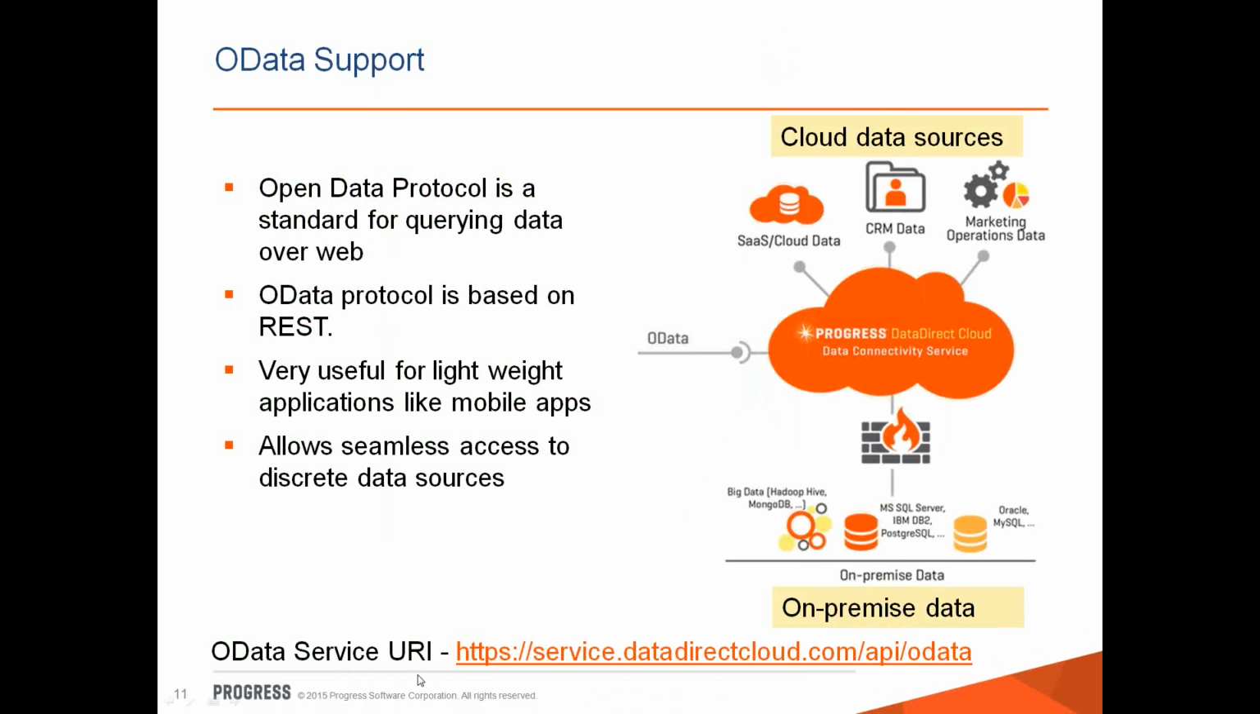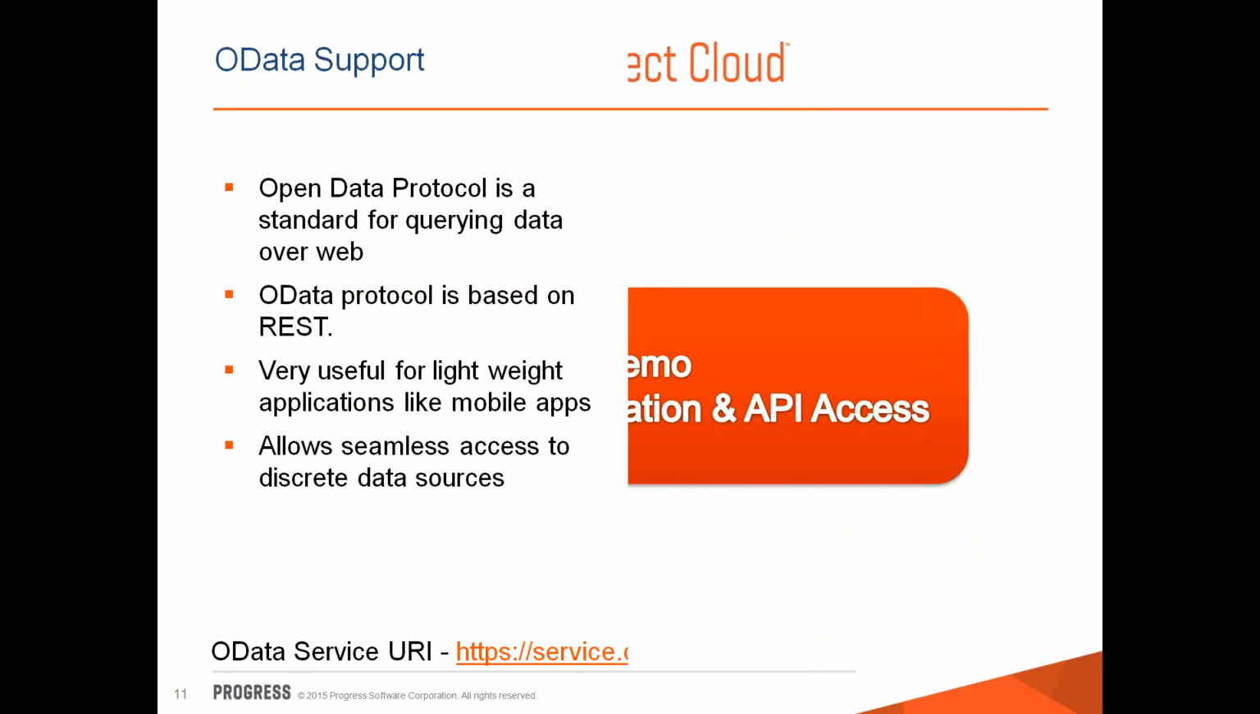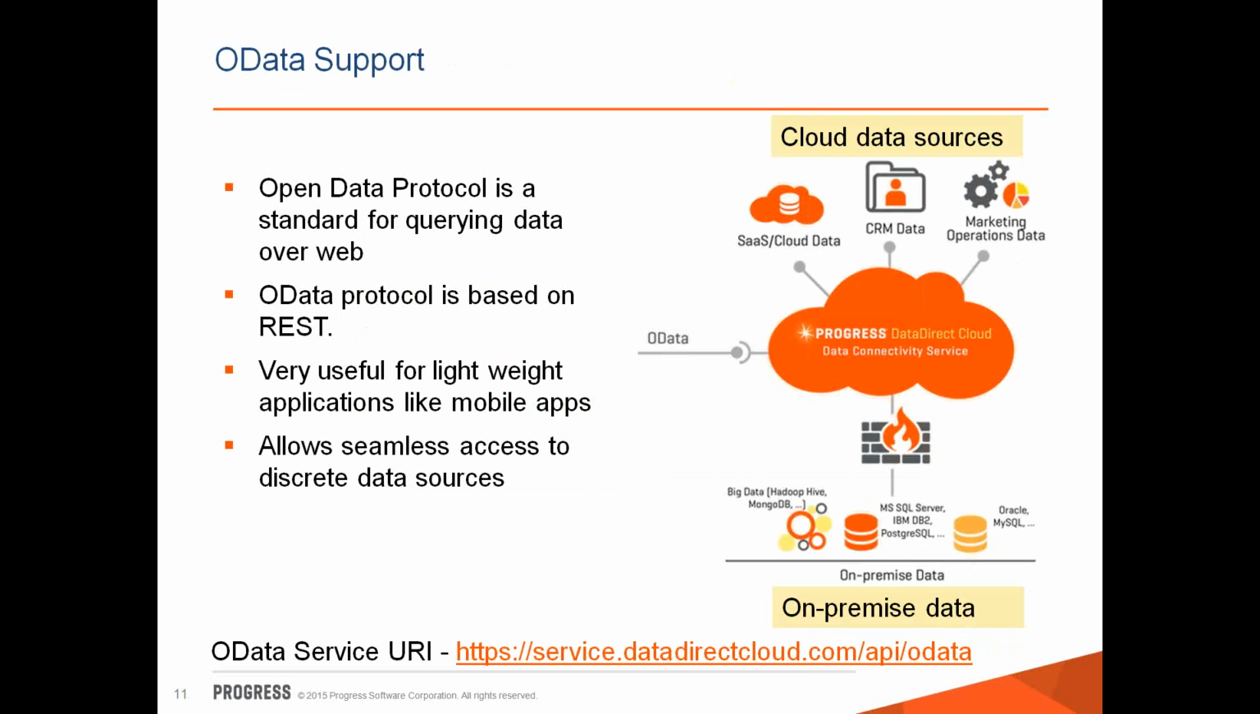And on the screen you can see the OData service URI that we host. This is a common OData URI for any of the data sources you create. After this, you can give your data source name and the query specification for your OData API. Once you hit that, you will be retrieving data back.